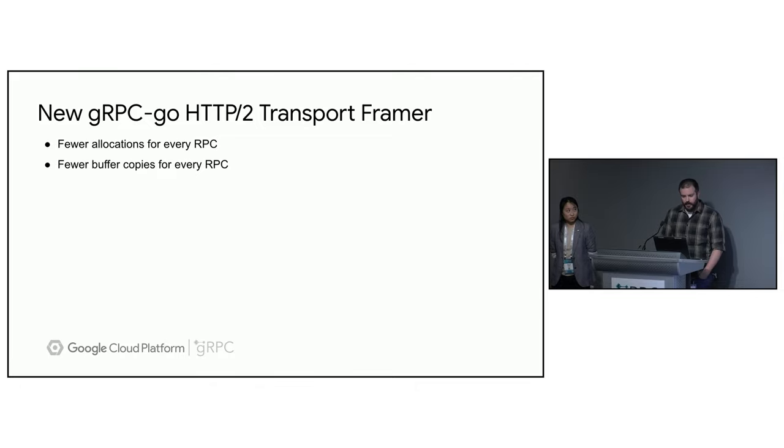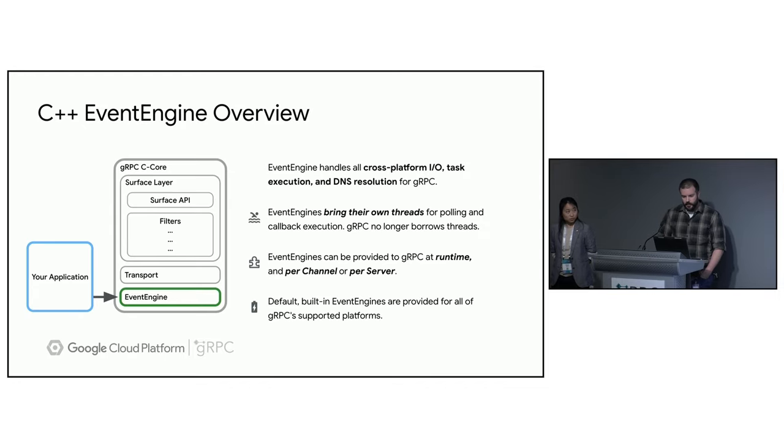First, in gRPC Go, the HTTP2 transport framer library is currently being rewritten. The new framer API is based on the idea that we can eliminate most internal buffering and only implement the subset of HTTP2 that gRPC uses. We're also taking an opportunity to eliminate one or two allocations and buffer copies for every RPC, which could result in a significant speedup.